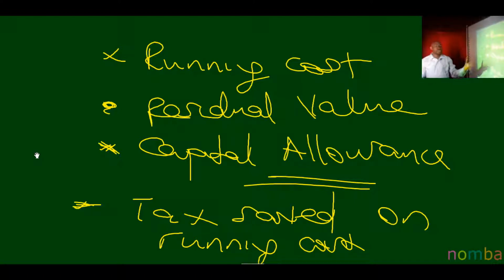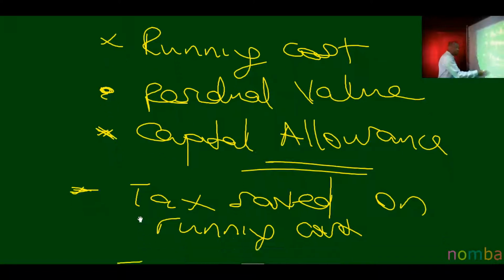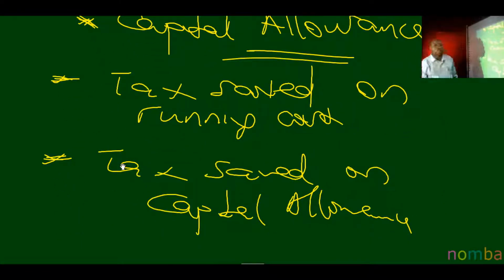We also have the tax saved on running cost for each year, the amount of tax saved by the company, and also tax saved on capital allowance. On every capital allowance claimable by a company, the proportion of tax saved also forms part of the relevant cash flow. In the next video, we are going to apply all these concepts to a typical examination question.